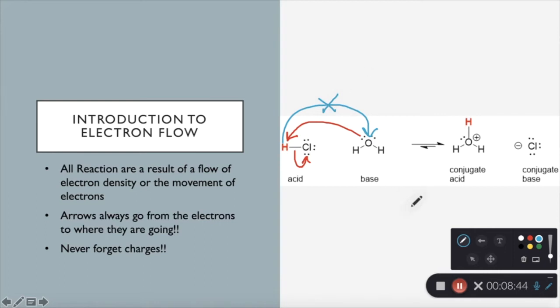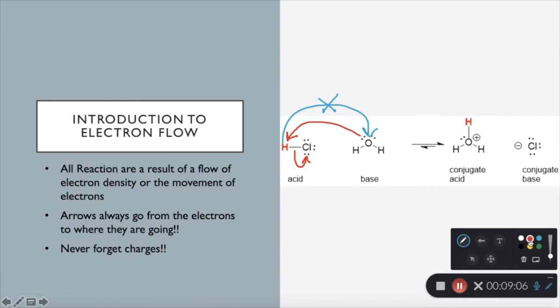You always draw the arrow from where the electrons are to where they're going. So in this case, they're going from that oxygen and grabbing that proton. And then same thing here, the electrons between the hydrogen and the chlorine are going from that bond and being added directly to the chlorine.